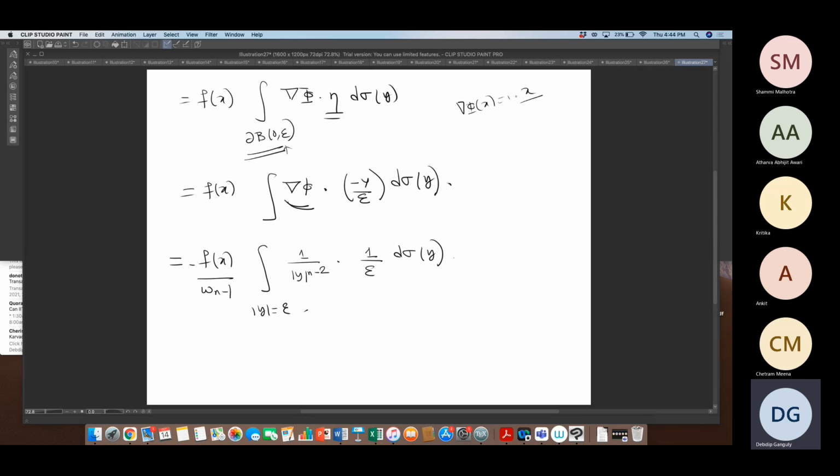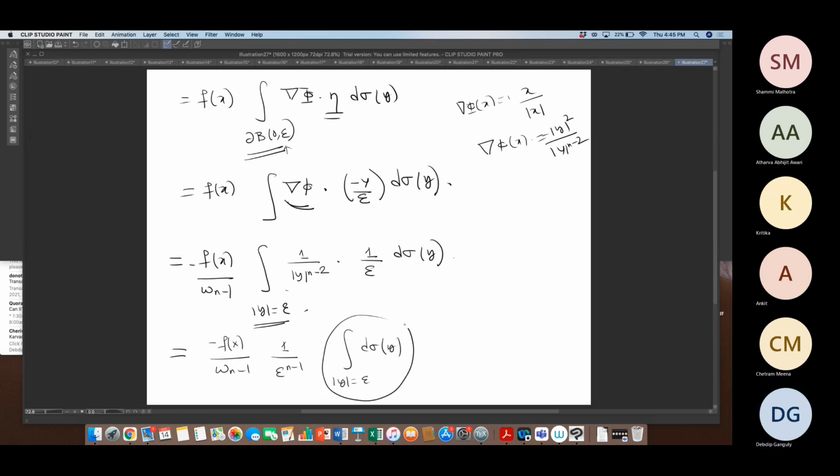So now you have gradient of φ dot y. That will be minus mod y square by mod y to the power n minus 2. So that is why I get n minus 1, that is why I get n minus 2. Is that clear? So this is minus of f of x by w_n minus 1 mod f epsilon. This 1 by epsilon comes out, so integral over mod y equal to epsilon dσ_y.